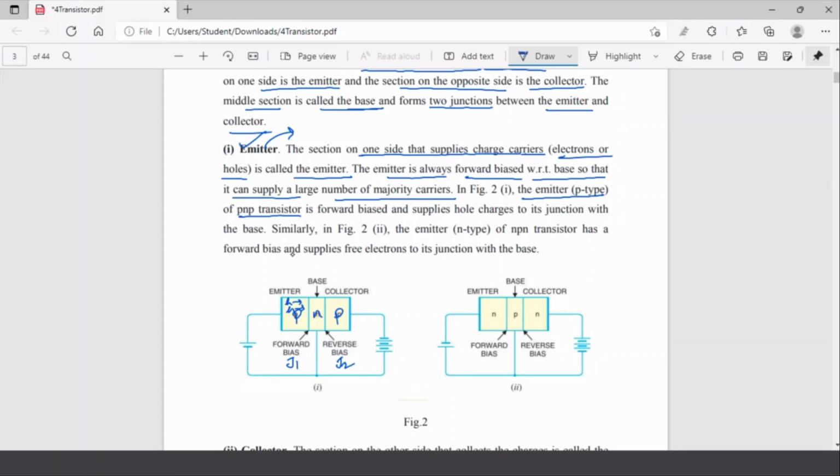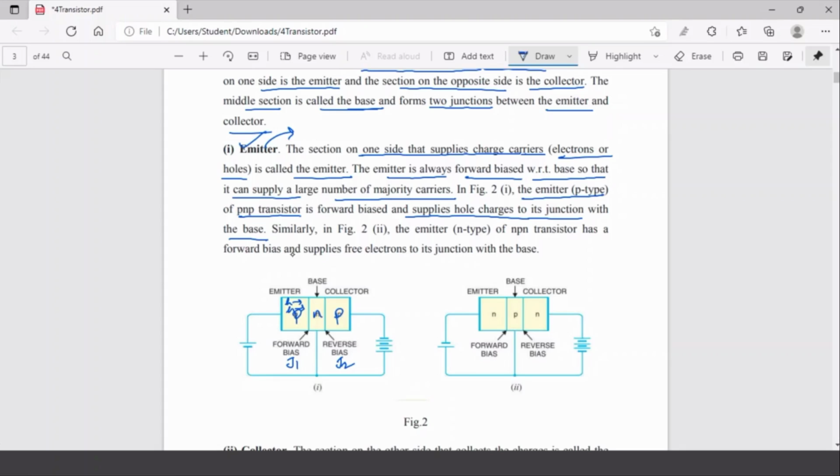And what does it do? It supplies holes, which are the form of charges here, to its junction towards the base. From here towards the base, it is actually supplying holes. Similarly, if we see the second figure here, it's an NPN transistor.